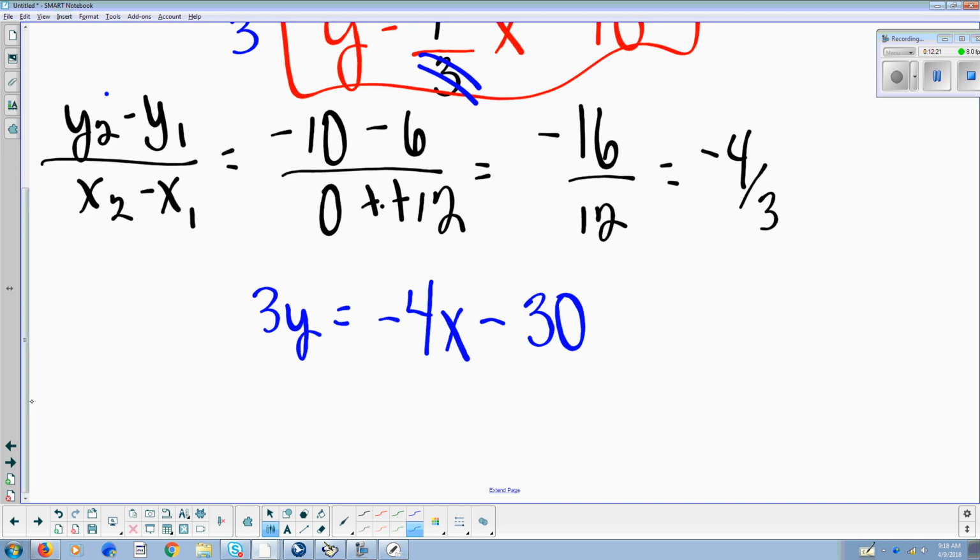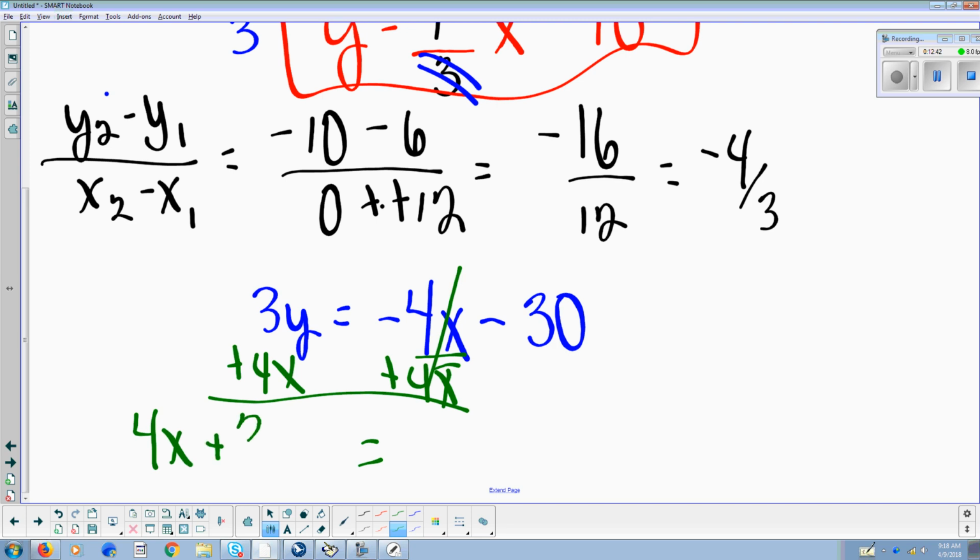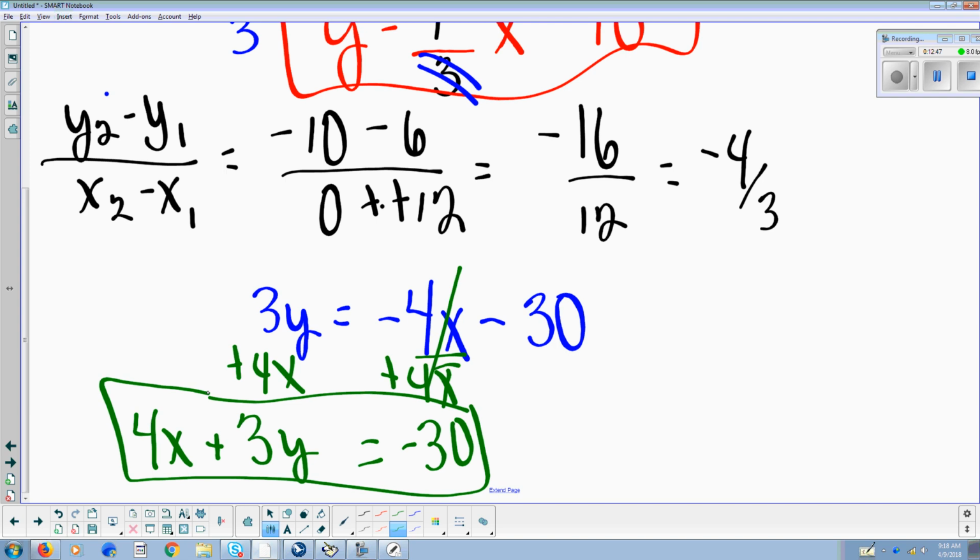Now, what do I do to adjust this to put it in standard form? Standard form has ax plus by equals c. So this is in the wrong spot. So I'm going to add 4x to both sides. That gives me, in standard form, here's the answer, 4x plus 3y equals negative 30. That's the correct answer. 4x plus 3y equals negative 30.